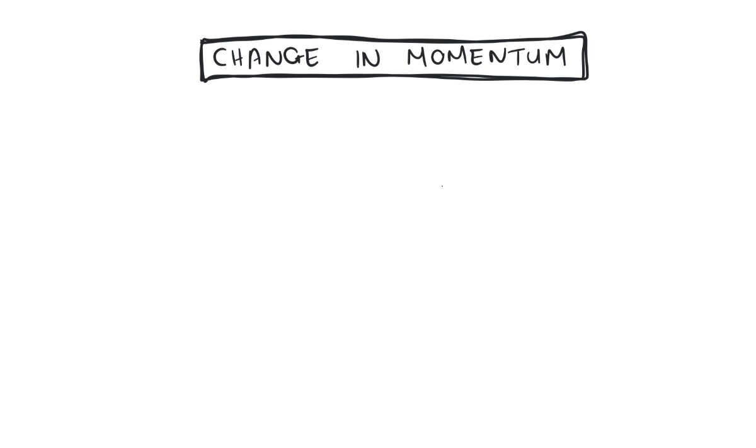Okay, so like we said, whenever the velocity changes, the momentum will also change. So if they just give you a velocity and ask you to calculate the momentum of the object, you just use this equation. But whenever the object changes direction or the magnitude of the velocity changes, you are going to use this equation.